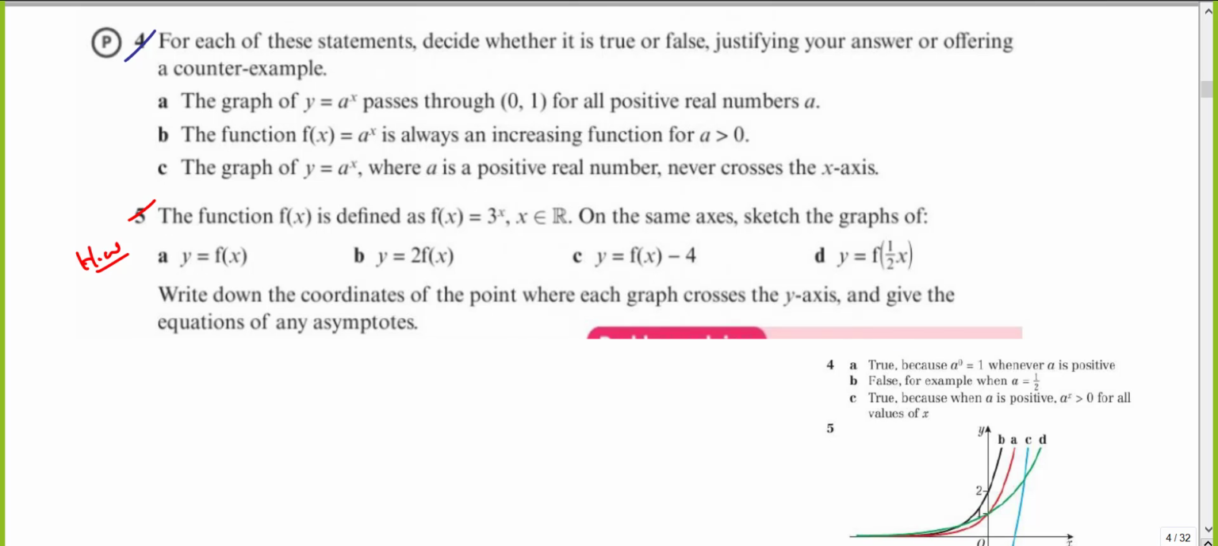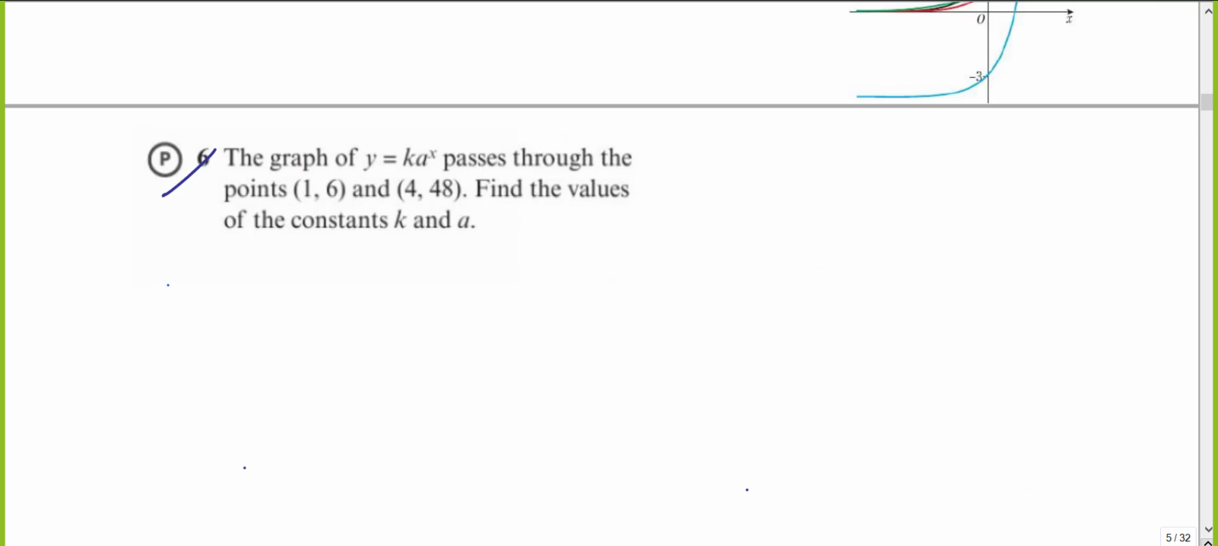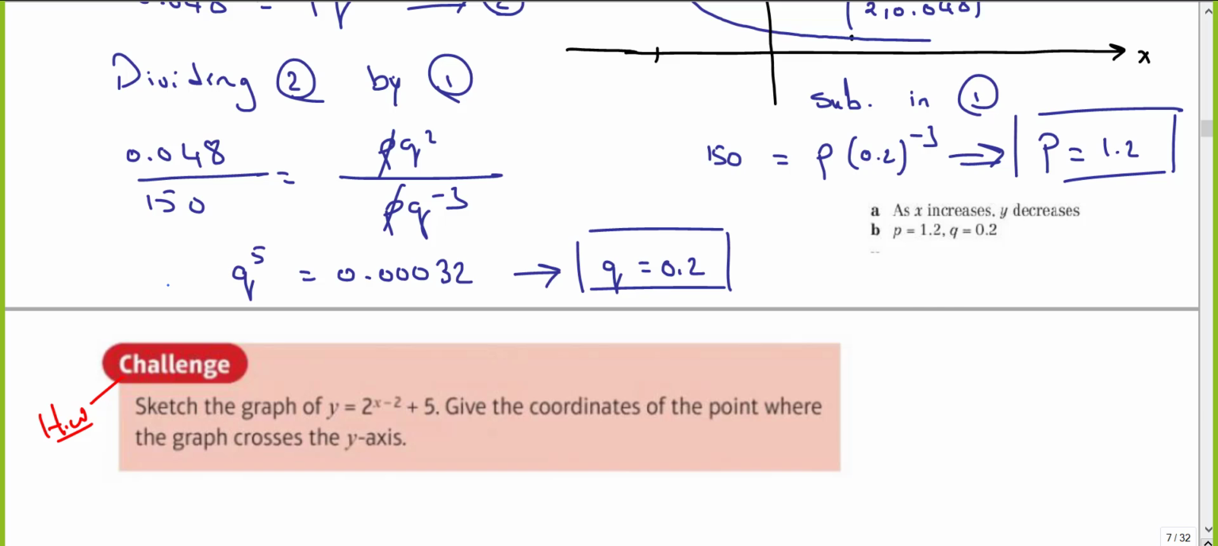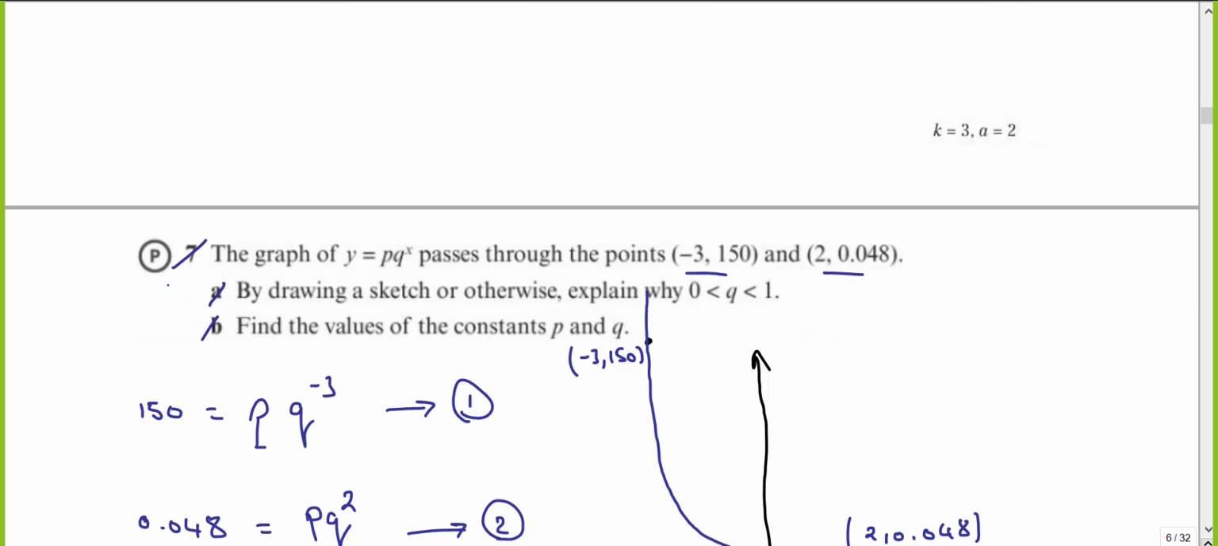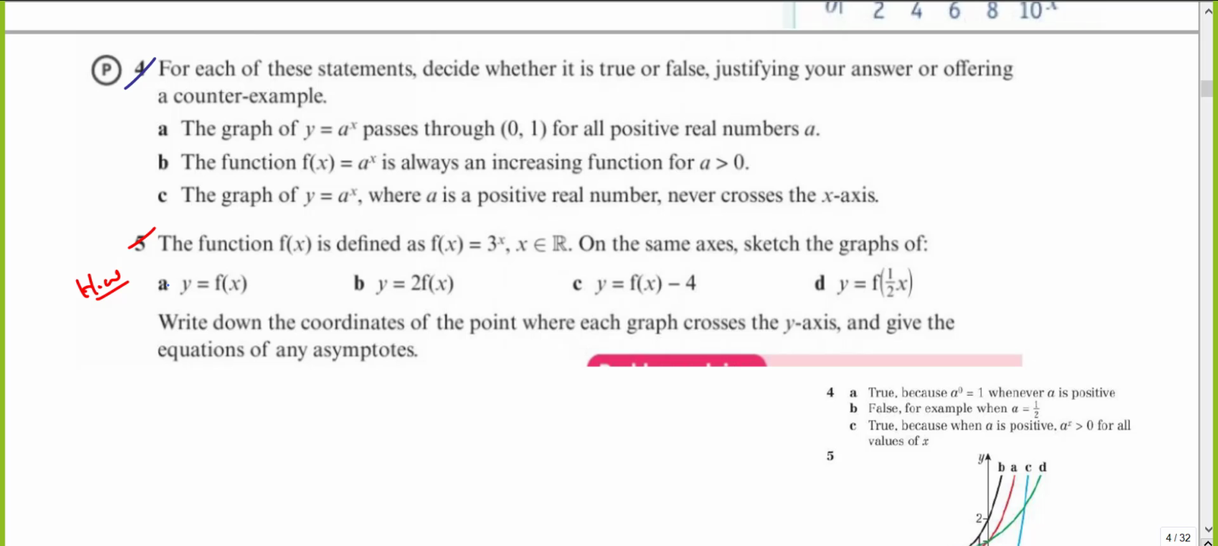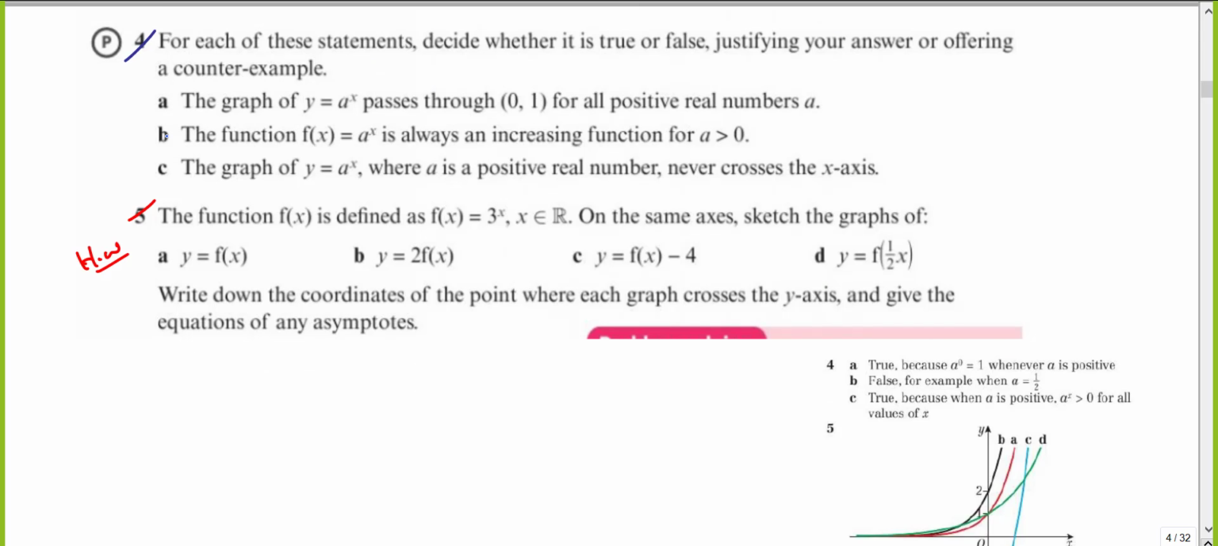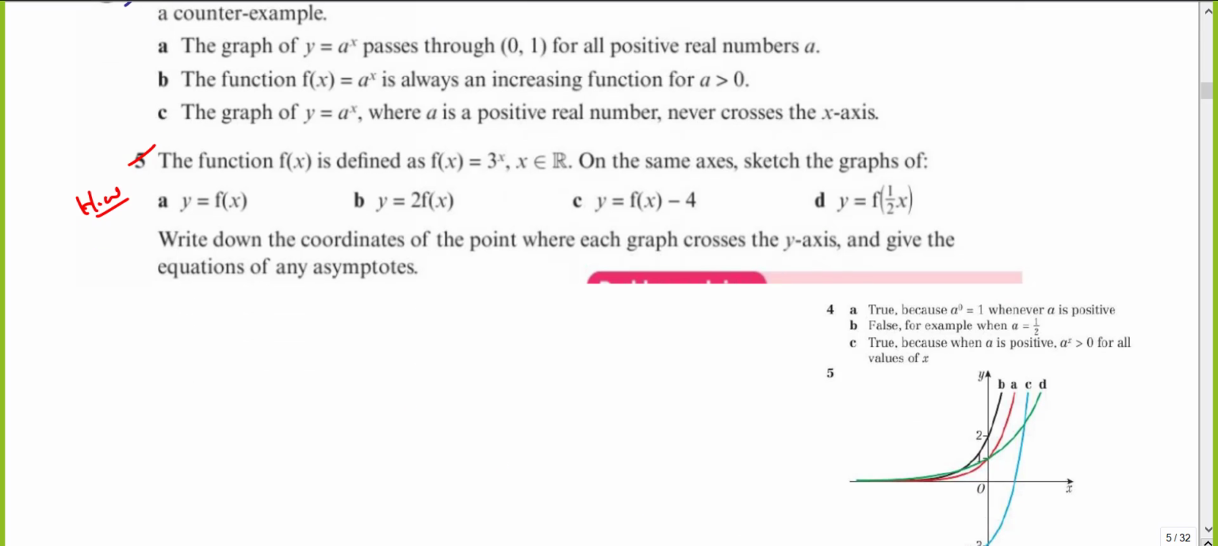I will give you homework, number 4, 5. Or if you can do it ولا لا. Just pay attention, Adam.